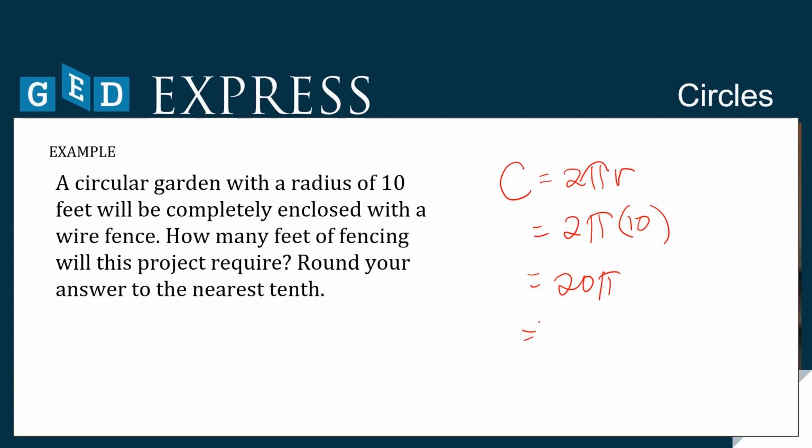Then the answer is 62.8. Since it's round the answer to the nearest tenth, I just write one digit after the decimal. So it should be 62.8 feet. Only feet because we are just looking for the distance. So therefore, the project will require 62.8 feet of fencing.